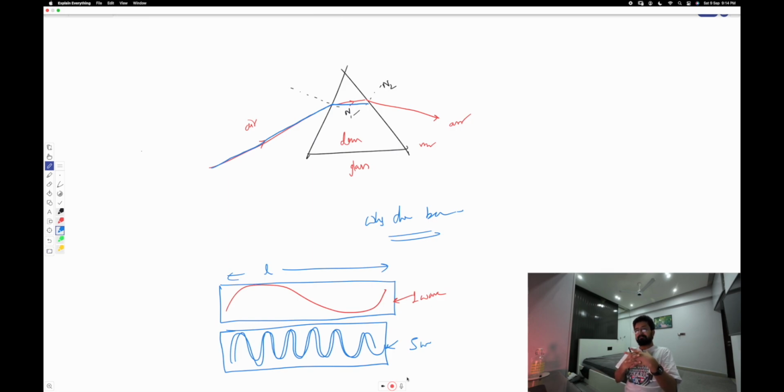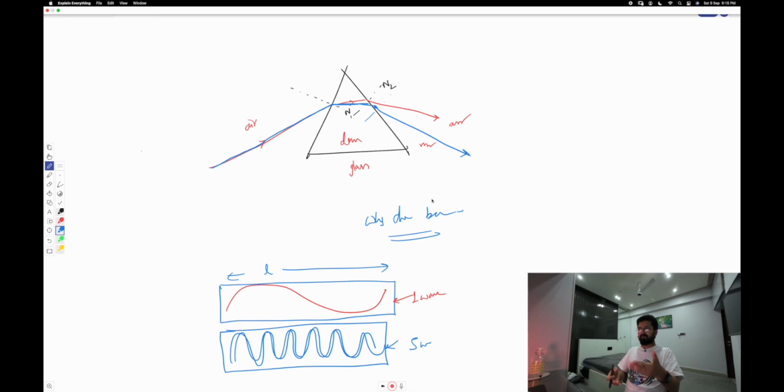Similarly, blue slows down further compared to red because blue interacts the most. I'm saying blue interacts more than red, therefore it loses more energy to the surroundings and it slows down further, due to which it bends more than red. That's what I'm showing here in the diagram, that the blue bends more than red. And similarly, when blue emerges out in air, it bends further away from the normal than red.